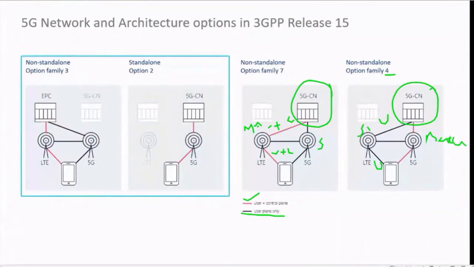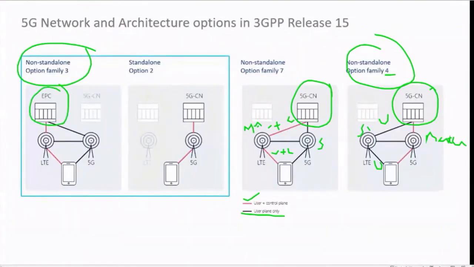You can see here option 4 and option 3 are very similar, or you can say they are very opposite to each other. In option 3, EPC, we are using the LTE core, but in case of option 4, we are using the 5G core. In case of option 3, LTE is the master. In case of option 4, 5G is the master. In case of option 3, 5G is the secondary node. In case of option 4, LTE is the secondary node. So option 3 and option 4 are very easy to remember. They are very opposite to each other. So you can remember these 4 options.